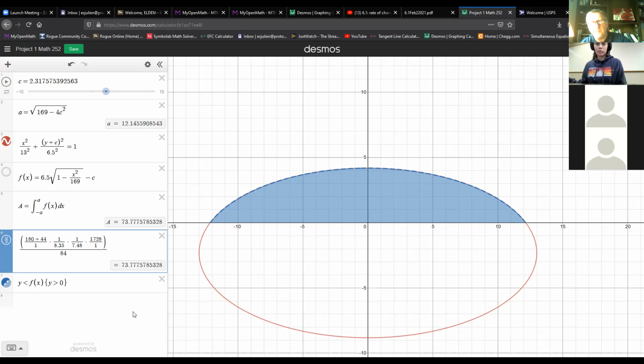I agree. I thought it was pretty lame, but I figured if I was going to do it, I'm going to do it pretty accurately. I like it. Good for you. And incidentally, that's what Cheyenne and I were just talking about, because what you're really doing is taking the integral of your f of x equation there, 6.5 times 1 minus x squared over 169. And what you now know is the integral of that needs to be equal to 73.77. Does that make sense? Oh, okay.